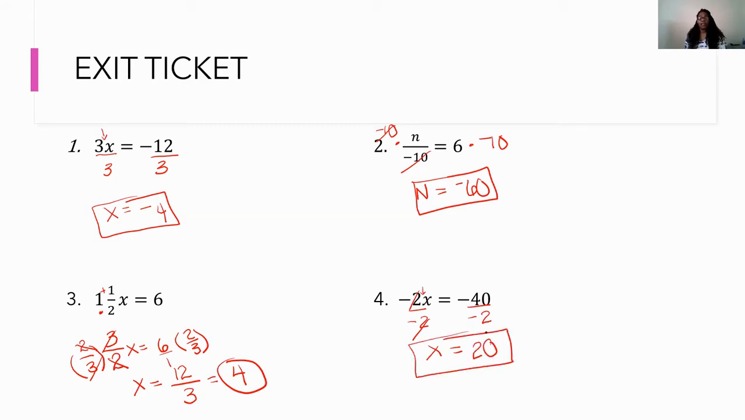So if you got negative 4, negative 64, and 20 as your answers for last time's exit ticket, you're doing an awesome job. Keep it up.